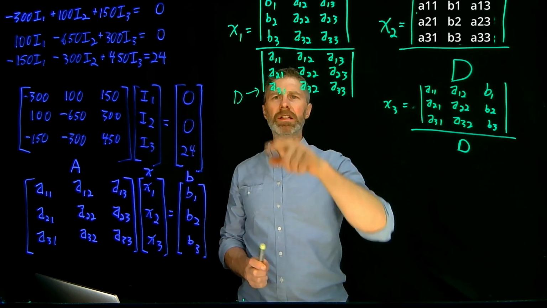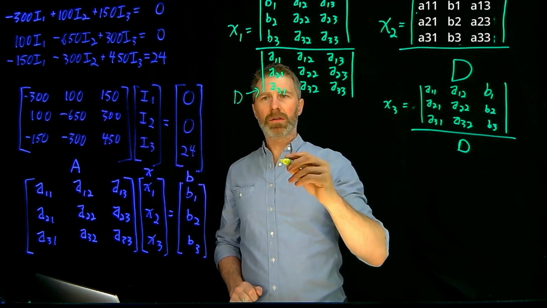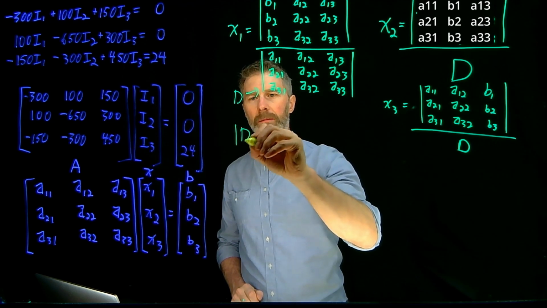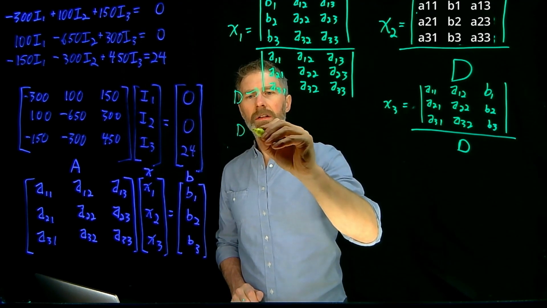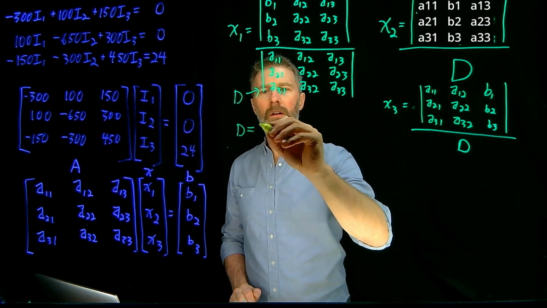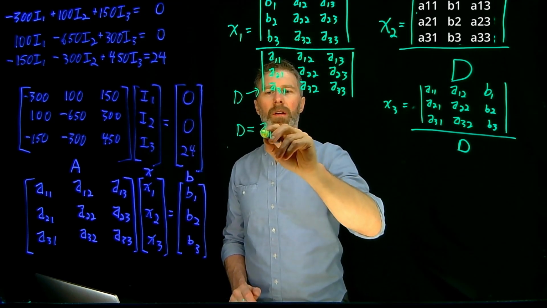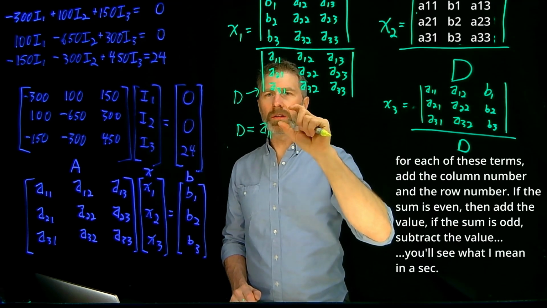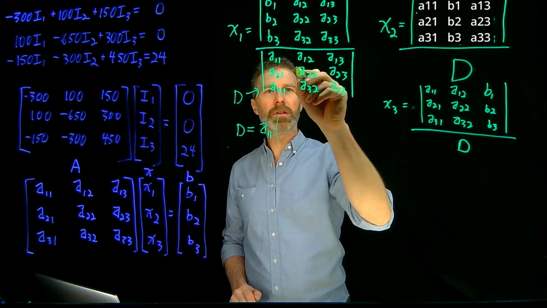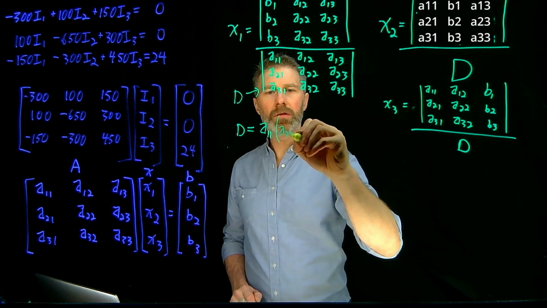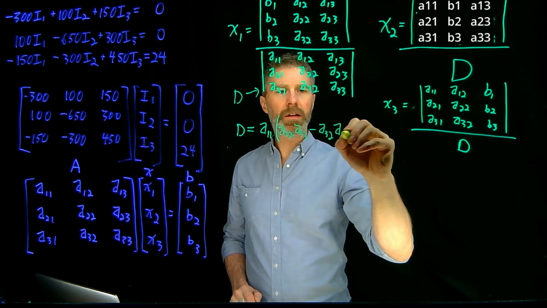So let's start with D, and let's calculate the value of D given this matrix. So to calculate it, the determinant of D, actually D is the determinant. D is equal to, we'll pick an element, A11, and because it's in the first row and the first column, 1 plus 1 is 2, and so that means it's going to be a positive number that we're using here, times the determinant of the minor, which is going to be this part. So that's going to be A22, A33, minus A32 times A23.